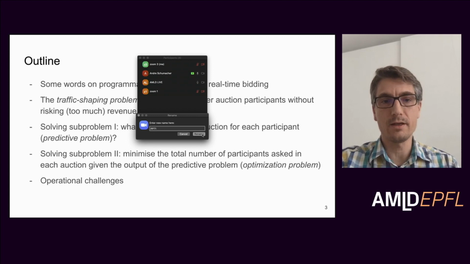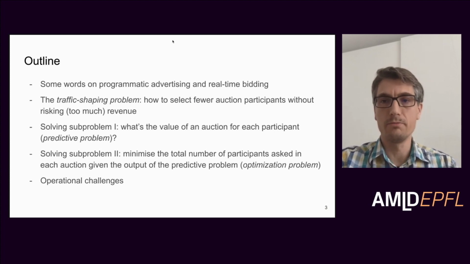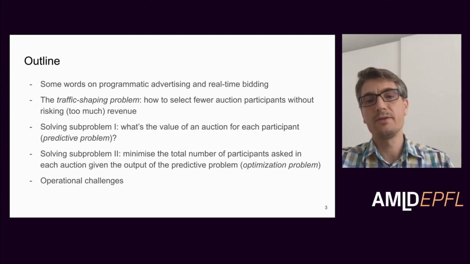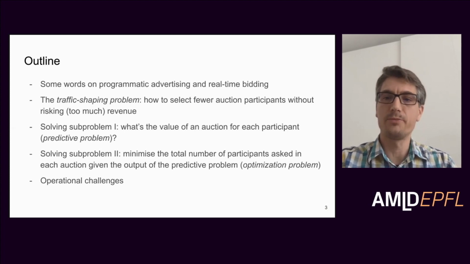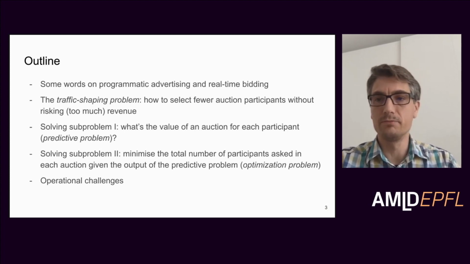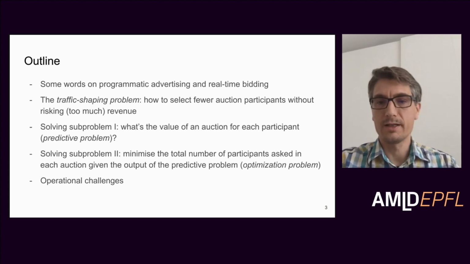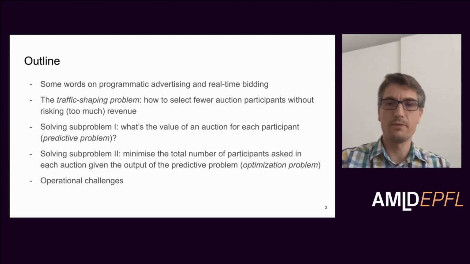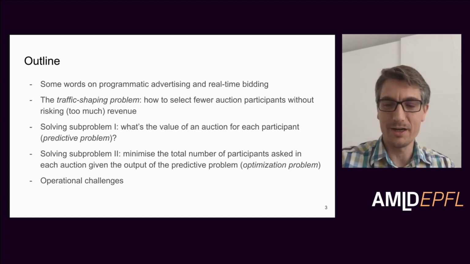The first problem is the more purely machine learning kind of problem. It's a predictive problem where we try to model and estimate the value of an auction for each of the participants. Once we have done that, we can use these predictions and feed them into the second subproblem, which is the actual minimization of the number of participants that we need while still not risking too much of the revenue. This is a more purely optimization kind of problem. If you think of operations research, it's mathematical optimization basically. So it's sort of machine learning and optimization. That's the nice thing, what I like about it: both my main interests, machine learning and optimization, are part of this problem.